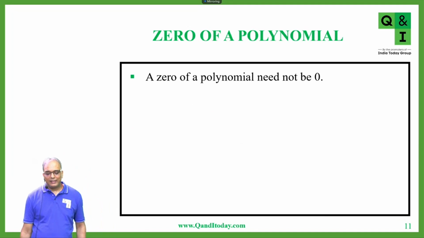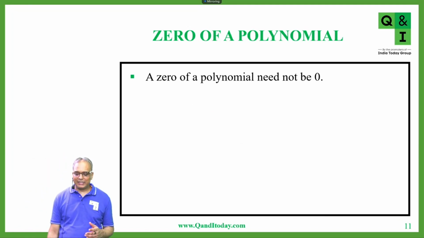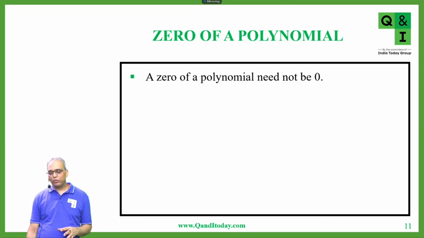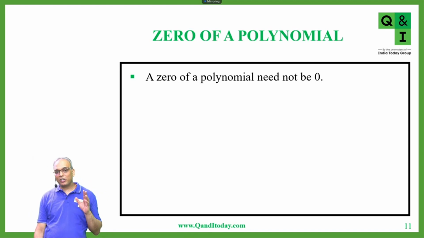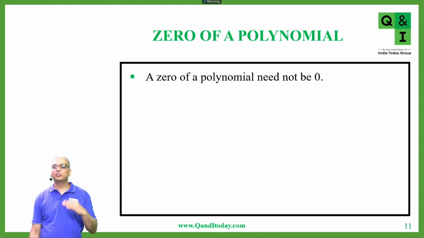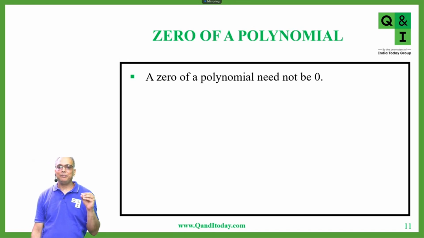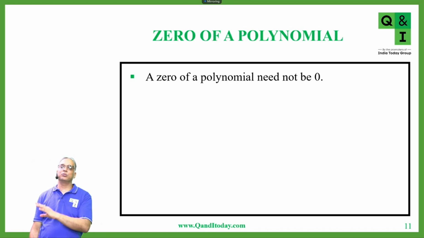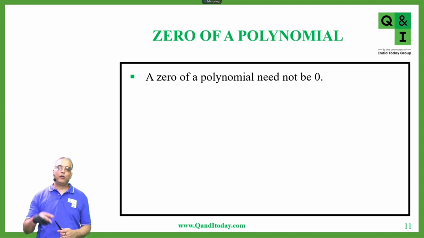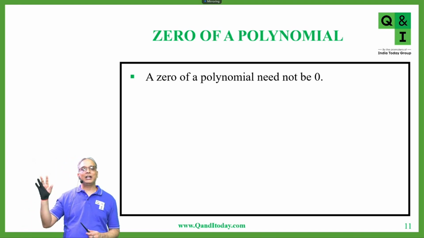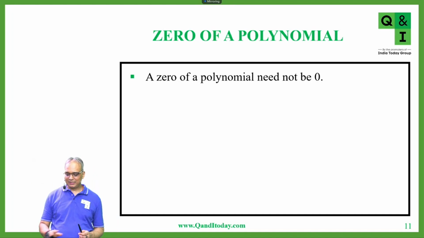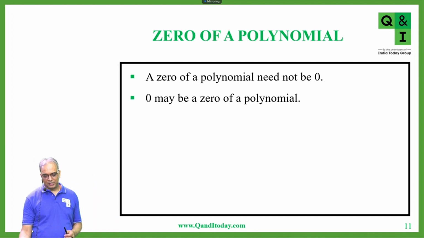Now, there are certain facts which you need to understand. A zero of a polynomial need not be 0. So it is not necessary that the zero of a polynomial has to be 0. No. It can be any value which satisfies that polynomial and makes the polynomial's value equal to 0. So the value of the variable can be anything. x is equal to 1, 2, 3, anything. It is not needed to be 0.